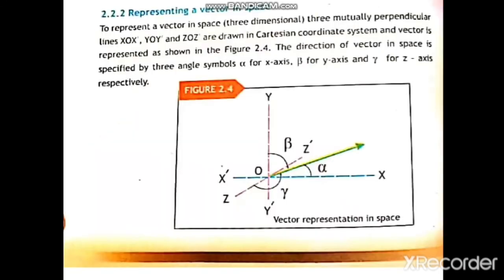In your book, this diagram is given. You can see here the force F. Say this is the force vector F. It is drawn, and the angle it is making with the x-axis, that is this one, is alpha, the angle with the y-axis is beta, and the angle with the z-axis is gamma. So this is basically the representation of a vector in three-dimensional space or the x, y, z plane.